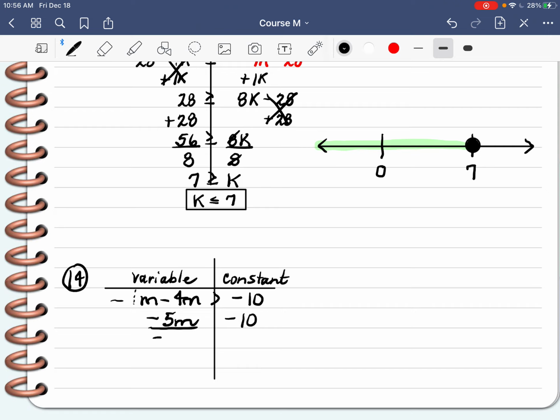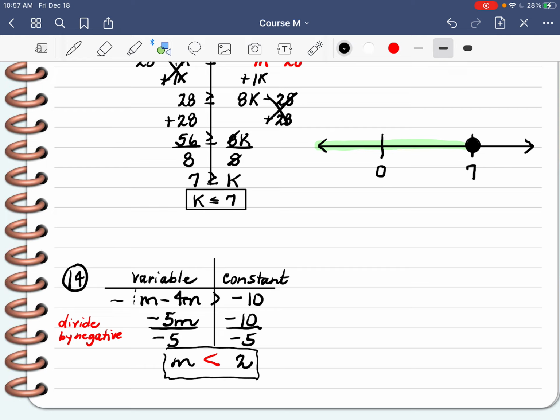So we have to divide by negative 5. And you know what that means if you divide by a negative or multiply by a negative. You reverse your sign. So instead of greater than, the sign becomes less than. And we have m and positive 2 already standardized for me. That's nice. So at least I just have to reverse it and I'm done.